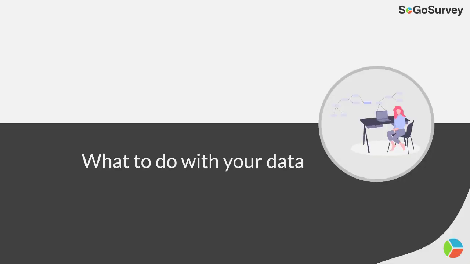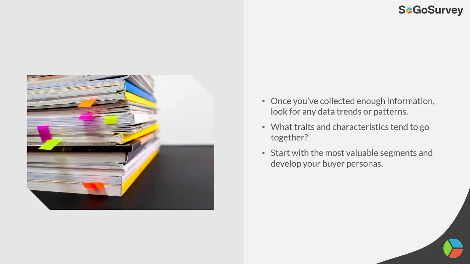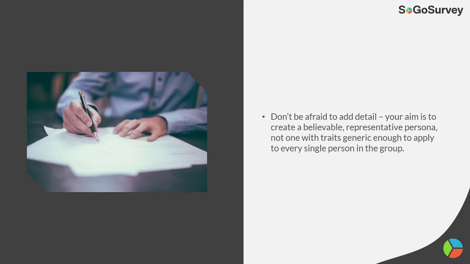Now, you've conducted all your research to create a buyer persona, but what do you do with the data once you have it? Well, you're going to want to look for trends or patterns and traits and characteristics that go together within the data. You'll want to start with the most valuable segments and develop your buyer personas from there. Also, don't be afraid to get into the details. Your aim is to create a believable representative persona, not one with traits generic enough to apply to every single person in the group. If you just have a bunch of generic traits, that's not going to get you anywhere.